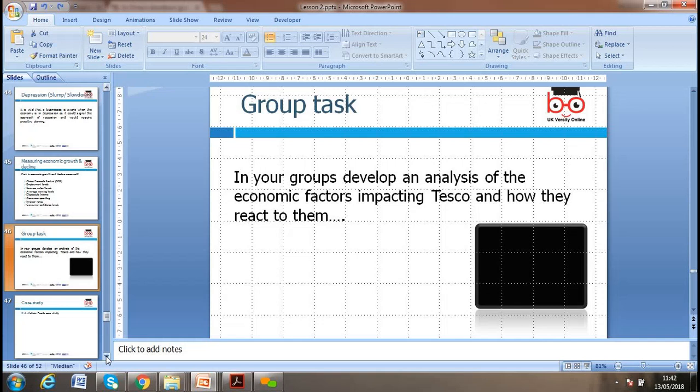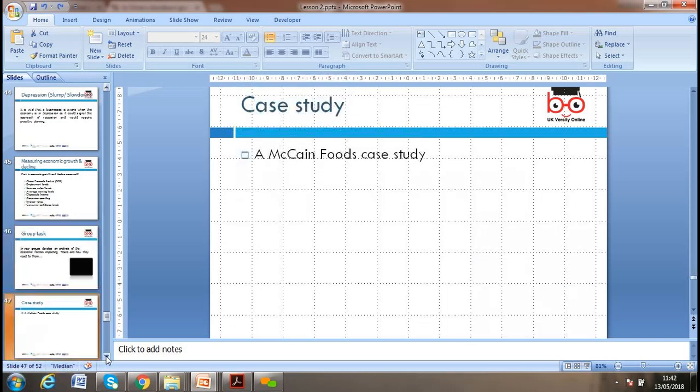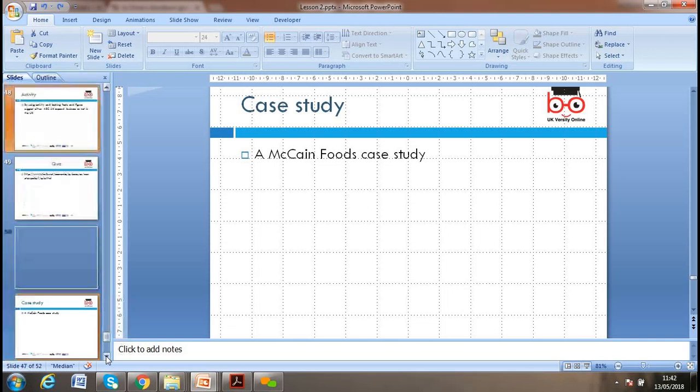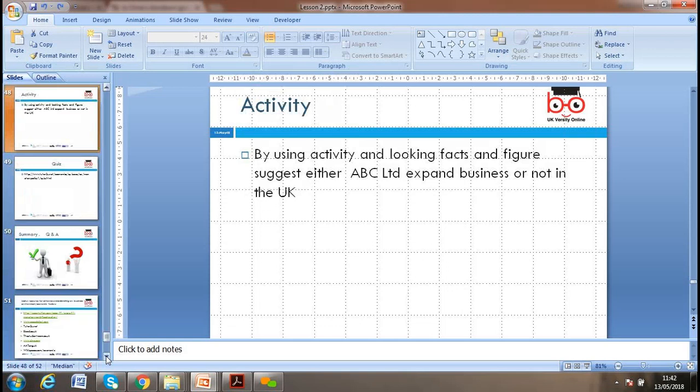Of course, you can do this in groups. We're not doing class-based learning, but that task we can complete on our own. In your group, develop an analysis of the economic factors impacting Tesco. Tesco is one of the big UK supermarkets, selling different types of products, and has quite a world presence in international business as well. They have operations in various countries like India and China and the rest of the world. I uploaded the case study during lesson 1, which is quite good to look at when you do LO-2 as well, McCain's Foods. The case study is quite good to go through in detail. That will help you to clear your concept.